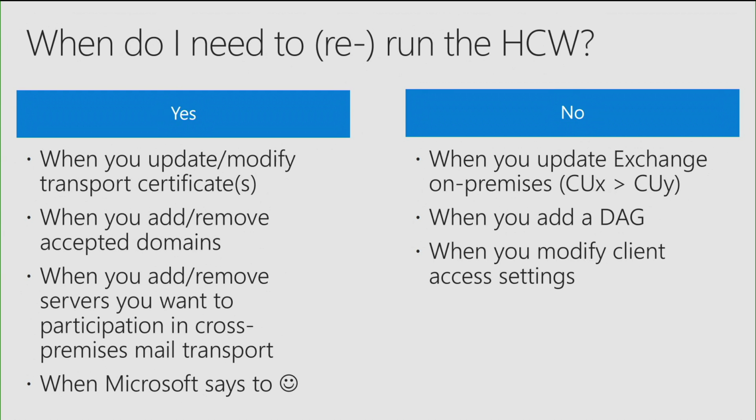That's isolated to your own on-premises deployment, and so there's no reason in those types of cases to rerun the hybrid configuration wizard. Additionally, client access settings, those are going to be discovered via the Autodiscover process when Office 365 reaches out to your organization. So you don't need to rerun the HCW when you do that, because we'll discover those dynamically via Autodiscover.